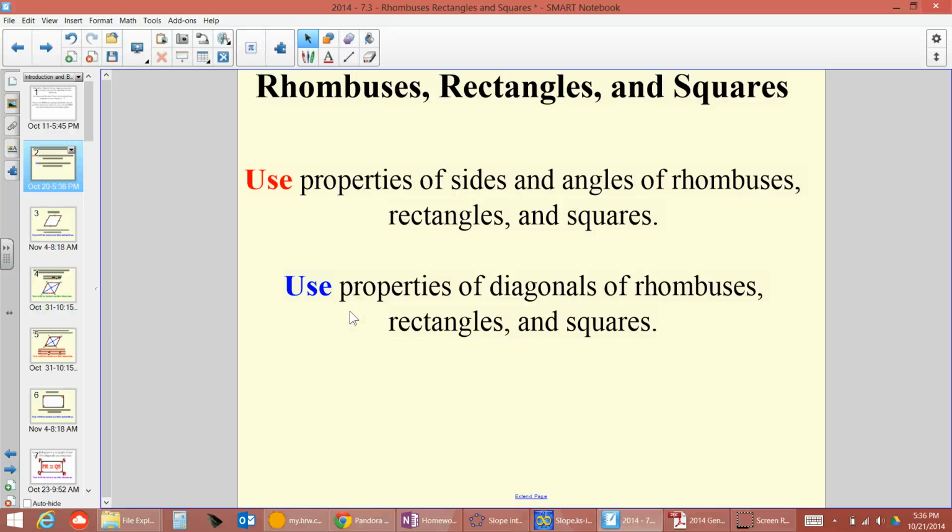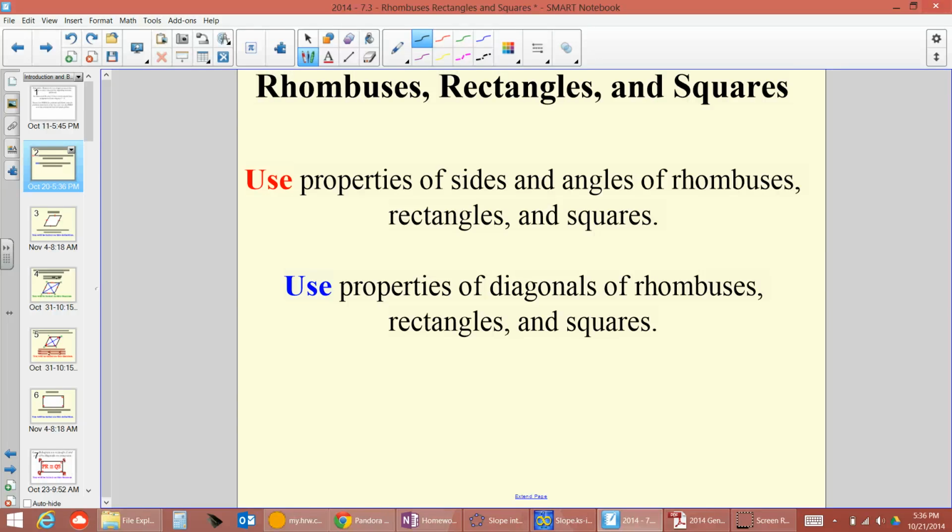All right, 7.3, rhombuses, rectangles, and squares. Each one of these is technically a parallelogram. So when you think about a rectangle and a square and a rhombus, each one of these meets the requirement to be a parallelogram. They're just a more specialized kind.